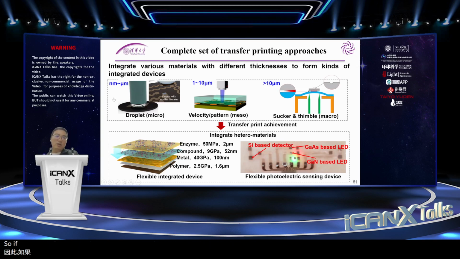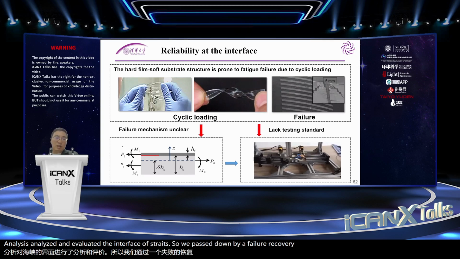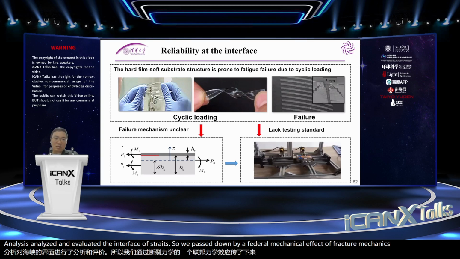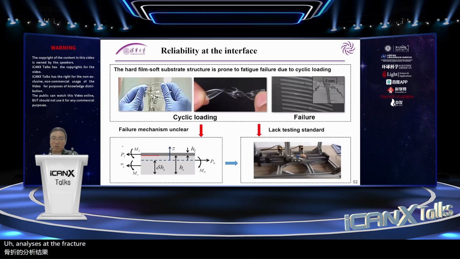If we use the droplet, using liquid to transfer print, the size is usually less than 1 micrometer. So we have to develop reliability test methods to evaluate the reliability. We also develop some models to analyze and evaluate the interface stress. Based on fracture mechanics, we can develop models to analyze the fracture mechanism.